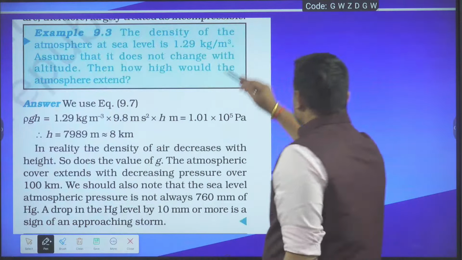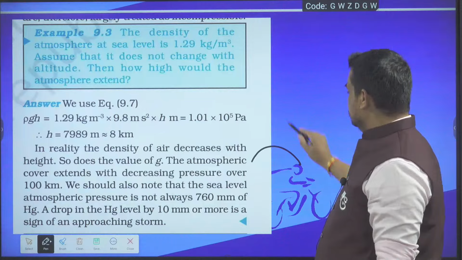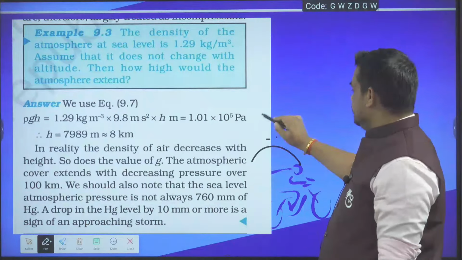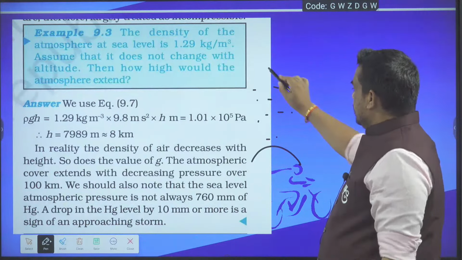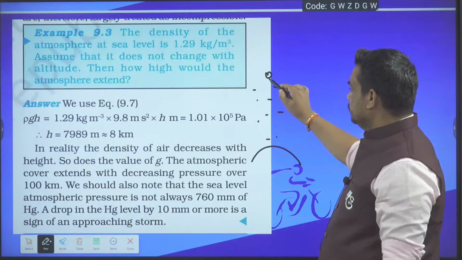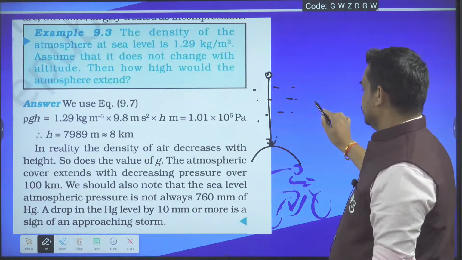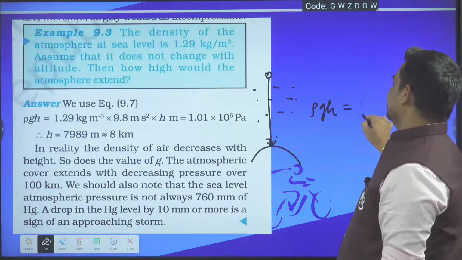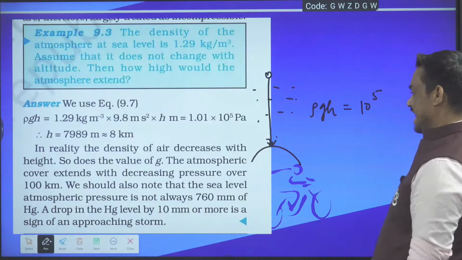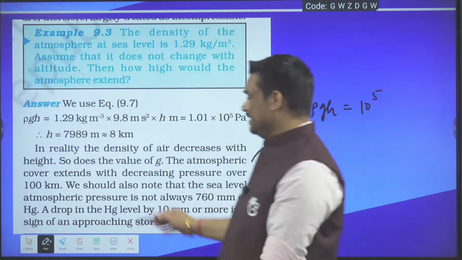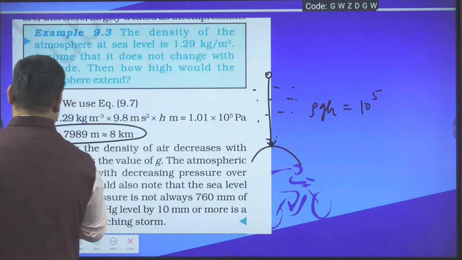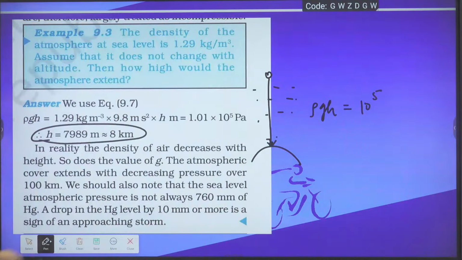Suppose this is the earth, here atmosphere is there, and here atmosphere is not there, so we can say this is zero. Because of this, how much pressure will be there? That is your rho g h. So this rho g h is nothing but 10 power 5. We can put in the values given here. So we get around 8 kilometer. Almost 8 kilometer, because in reality the density of the air decreases with height, so not exactly 8, almost 8 we can say.